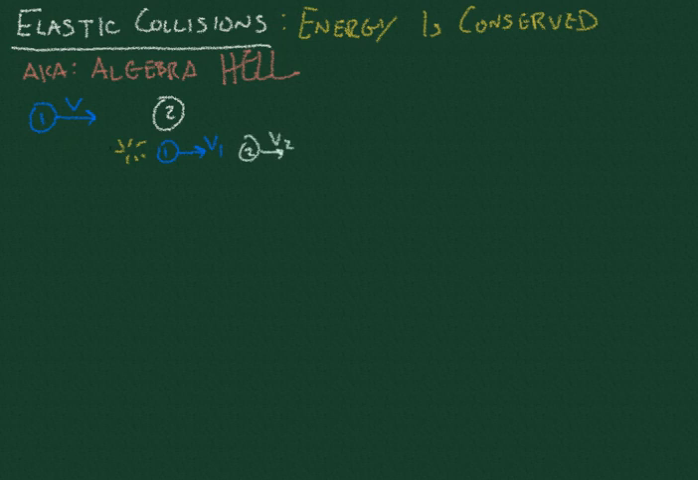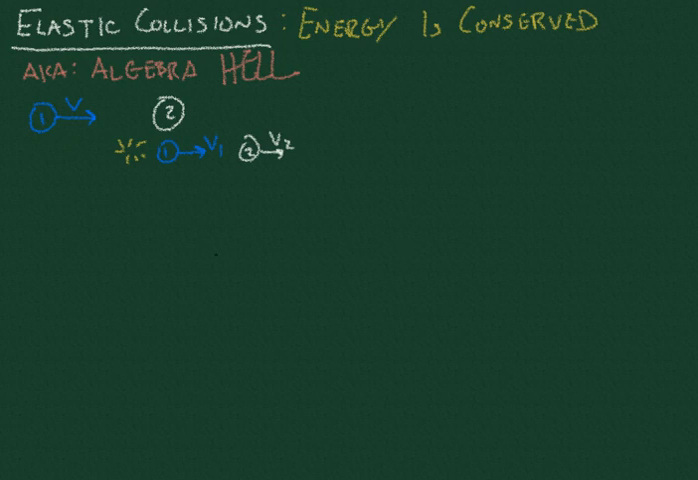Now it could be that v1 bounces back the other way, and we would find that out because if we get a final answer where v1 is negative, we know it's moving to the left. But since we've defined the right as our positive direction, we draw both v1 and v2 to be positive to the right. Okay, so how would you go about solving a problem like this?